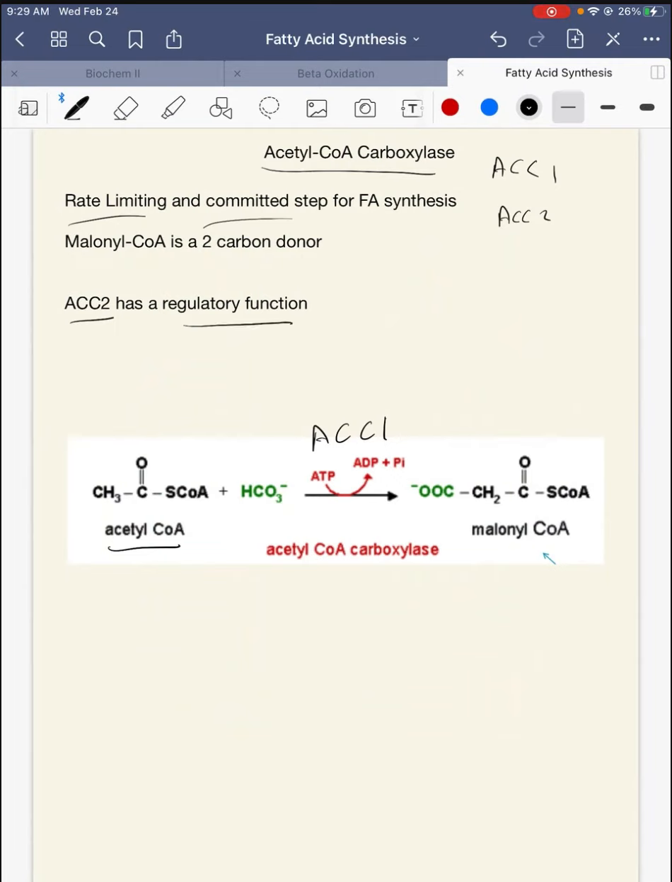So the one that starts fatty acid synthesis is ACC1, which we'll talk about along with ACC2, but the one in the picture here is ACC1. ACC takes acetyl-CoA and converts it to malonyl-CoA. And then malonyl-CoA functions as a 2-carbon donor, and fatty acid synthesis keeps adding 2 carbons from different acetyl-CoAs until you get your fatty acid.